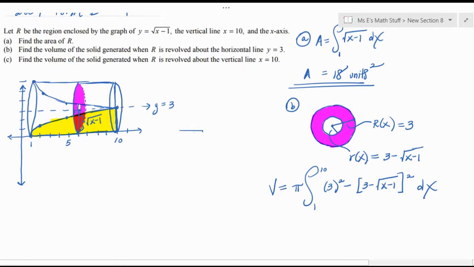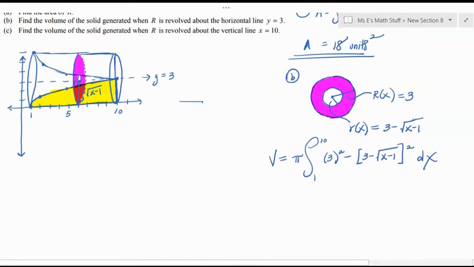Okay, up to you how you want to go about this. I'm just going to go ahead and make my calculator do the work. And it looks like I get, I'll go ahead and say approximately 67.500 pi. And then that would be cubic units.